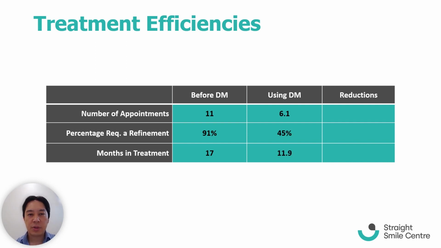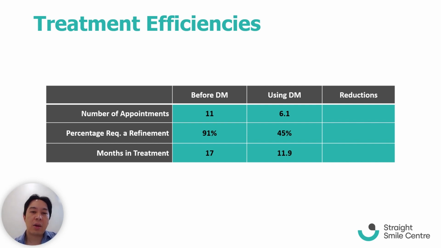Now, after using DM, we found that the number of appointments drastically dropped, as you would expect, because we're seeing them essentially at home now instead of coming in. And so that number has almost dropped in half. And interestingly, the amount of people that require a refinement also dropped a lot. We feel that it's because patients understand that we're checking up on them every week, essentially.